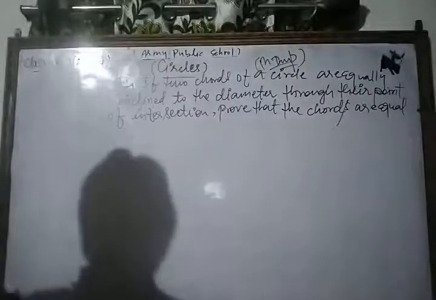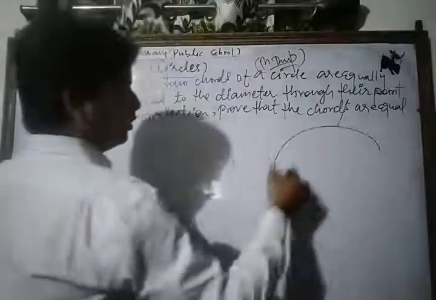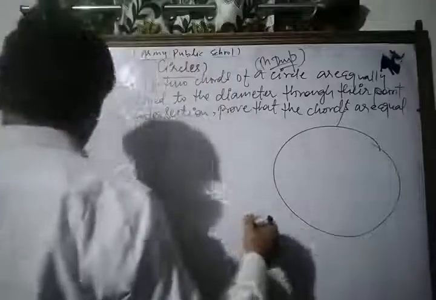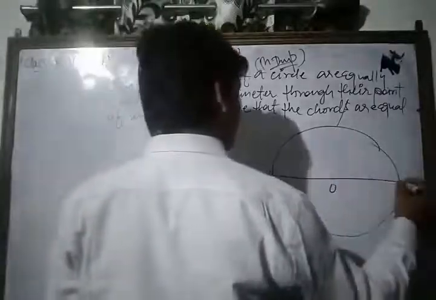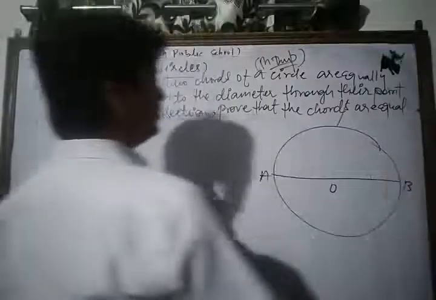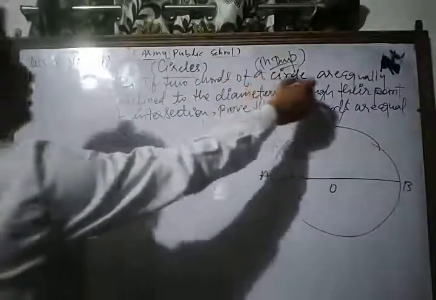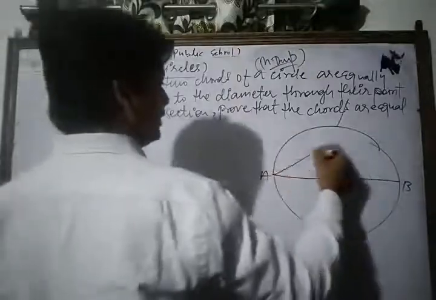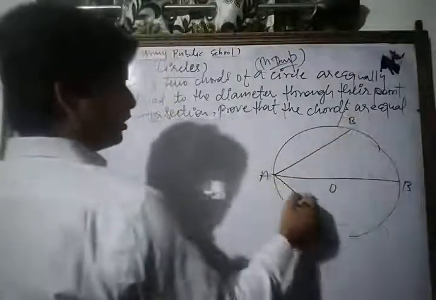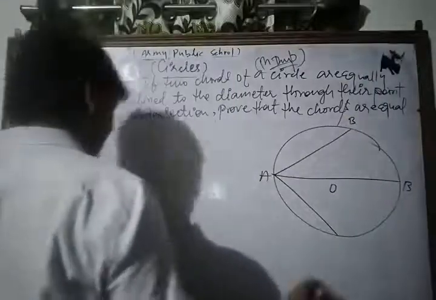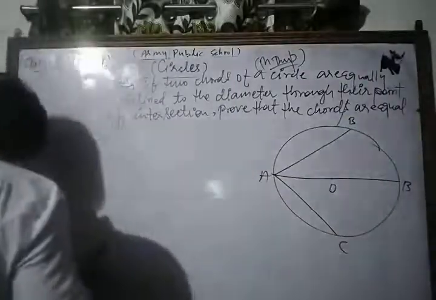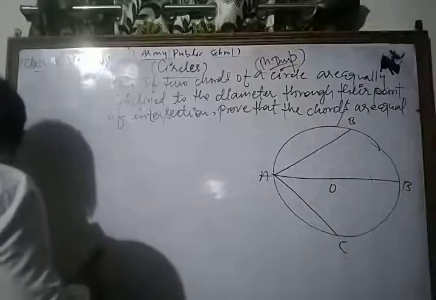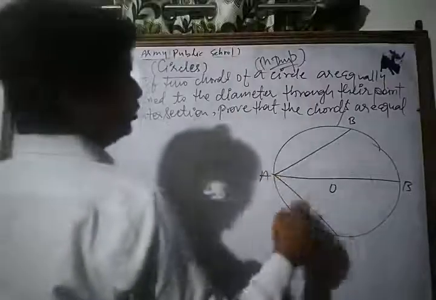If two chords of a circle are equally inclined to the diameter, first of all we draw a circle. O is the center, and let us take AB as a diameter, and two chords. Here two chords of a circle are equally inclined to the diameter. This is chord AB and this is chord AC. Equally inclined means equally inclined to the diameter AOD. Now we have to do some construction.